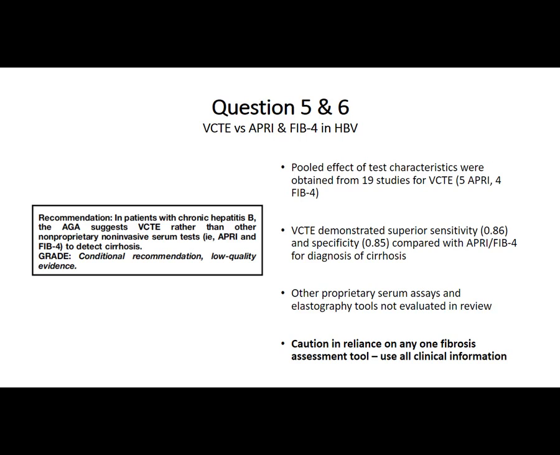Although there were 19 studies for VCTE here, 5 for APRI and 4 for FIB4, that's a pretty good number. The sensitivity was 0.86 and the specificity 0.85. Also really, really good numbers. The serum assays were not looked at here. And once again, we suggest caution in reliance on any one fibrosis assessment tool. If the patient obviously looks cirrhotic or the other way around, then you should use your clinical judgment and look at all the factors that are responsible for making the diagnosis of cirrhosis.